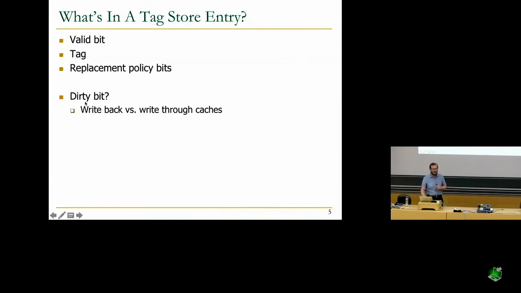So dirty bit indicates that the block that you have in the cache is dirty, meaning that you have written to it, but you haven't updated memory. So the contents of the cache are dirty or modified with respect to the contents of memory or the next level. That's the idea. And it happens if you have this design choice where your cache is write back.